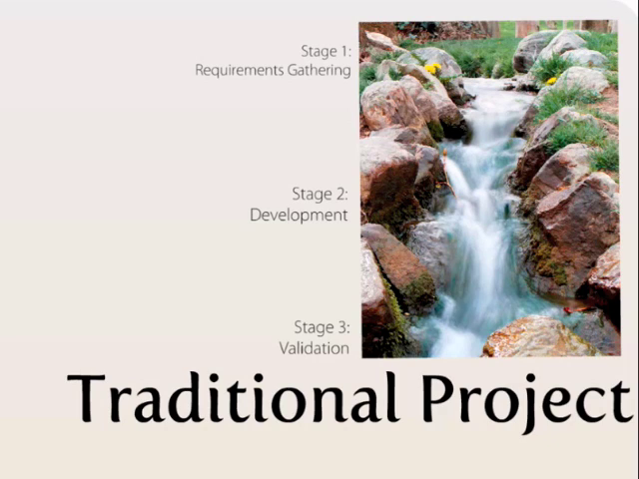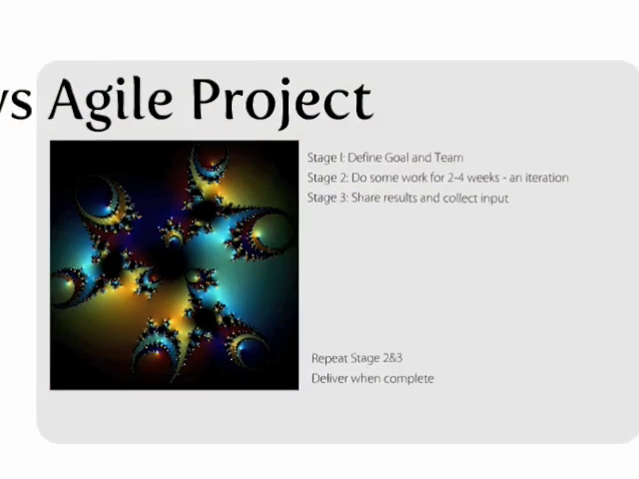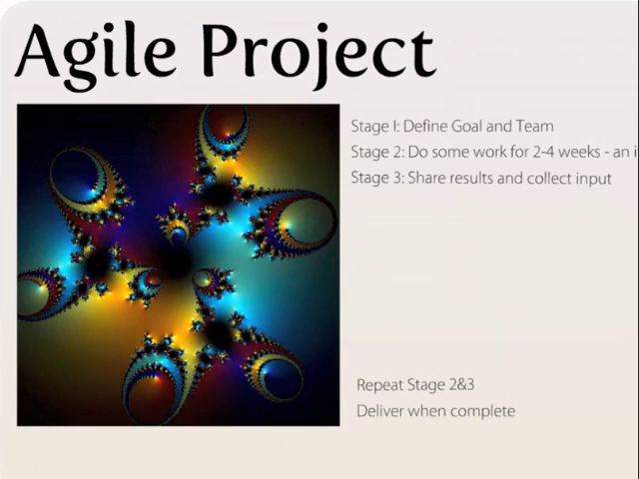When the 3rd stage, validation, comes around, you've spent 3 years developing your application, and now you're ready to show it to the users. Their job is to validate that everything you've done is right. One of the problems with this is that the business changes in between the time when you do the requirements gathering and the validation. Now let's take a look at how an Agile project is run.